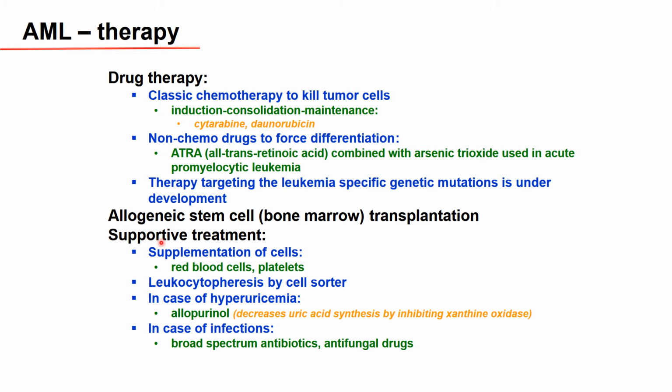And of course, supportive treatment could be used when somebody has anemia, for example, or neutropenia, or if they have too many white blood cells, you can use leukocytapheresis by removing the white blood cells and give the patient thrombocytes or red blood cells. And allopurinol when the patient has an increased uric acid level, and in infection, you can use antibiotics or other necessary drugs.